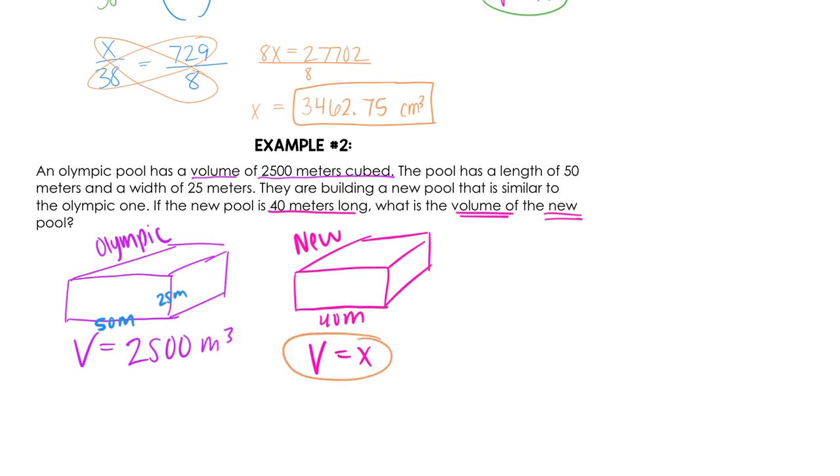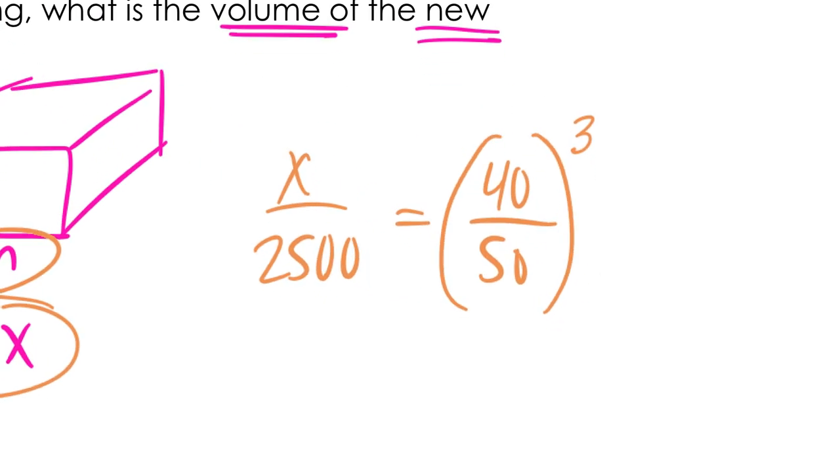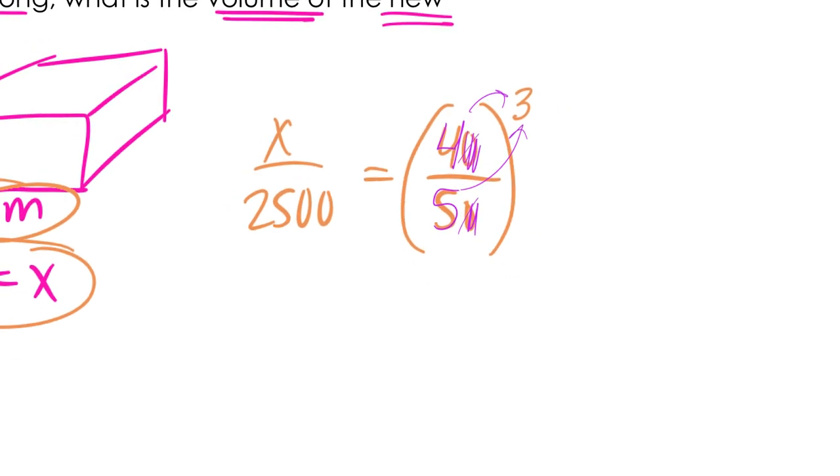So we have X over 2,500 equals, and then I'm going to take the ratio of the sides, 40 over 50. And because this is volume, we're going to cube that ratio. Now, before you cube these numbers, you can reduce the fraction first to make this easier to work with. Like 40 over 50, if I drop those zeros, it's the same thing as just 4 over 5. So I'm just going to get rid of those zeros. And then we're going to do 4 to the third, 5 to the third. So we would have X over 2,500 equals 64 over 125.